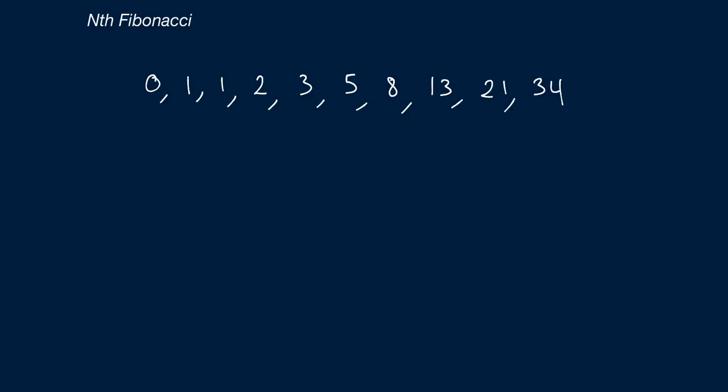So the actual math formula can be written as, for n greater than 2, fib of n is going to be equal to fib of n minus 1 plus fib of n minus 2. And that's kind of the math formula. Let me just rewrite this here.